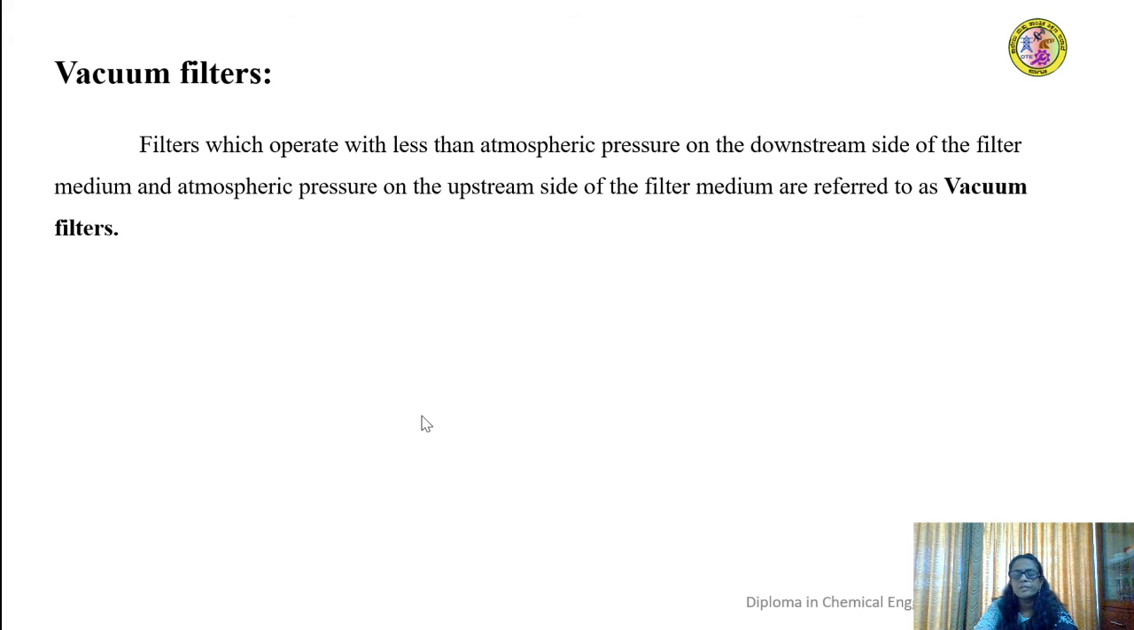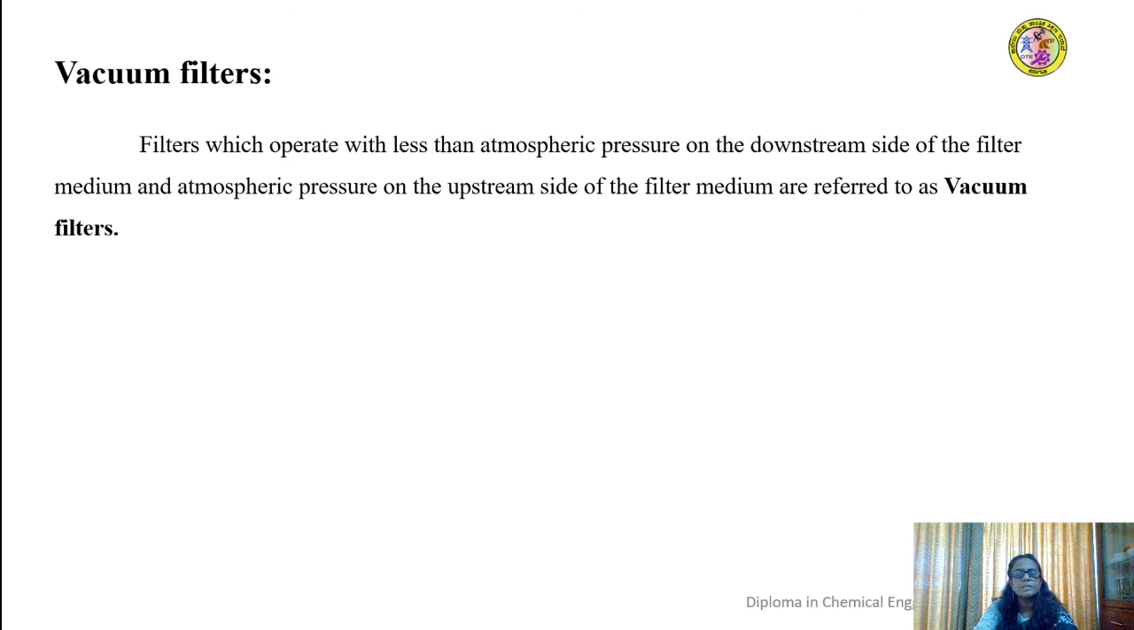So what are vacuum filters? The filters in which the vacuum pressure acts as a driving force for filtration, that is, to remove solids from suspension and liquid by applying a sub-atmospheric pressure on the downstream side of the filter medium, are called vacuum filters.